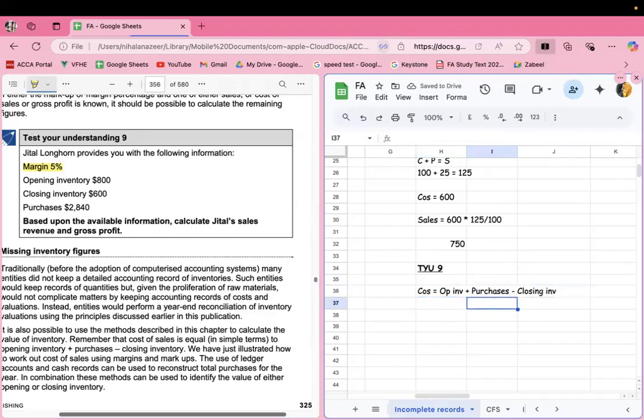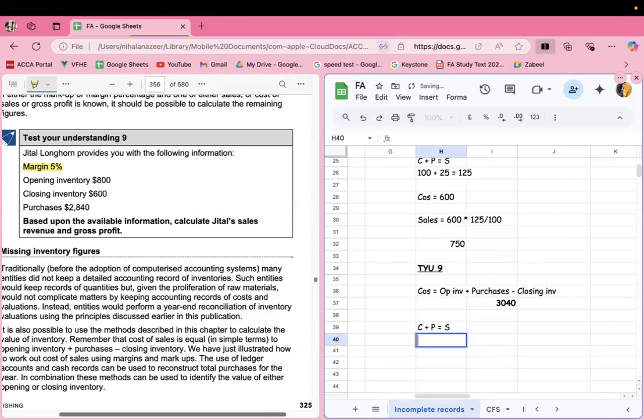So that is equal to opening inventory 800 plus 2840 minus 600. Out of that, you got the cost of sales. Now, they have mentioned it as margin, so the equation remains the same. C plus P equal to S.